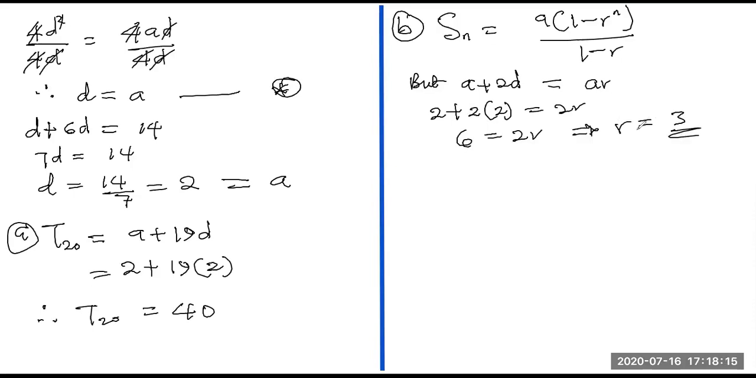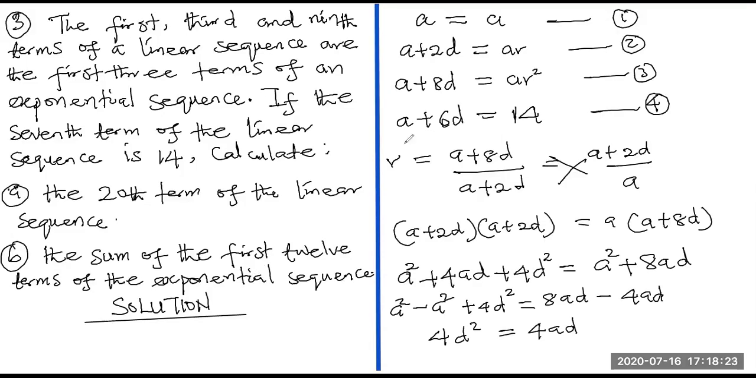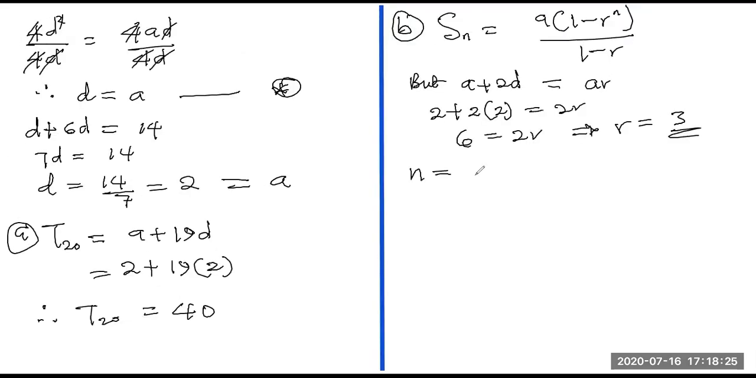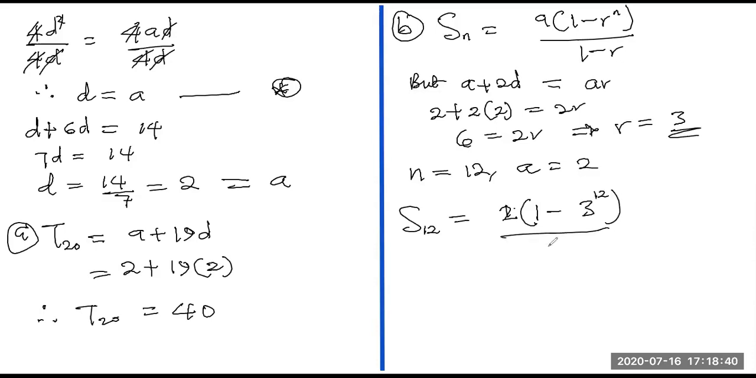So now I have my R, I have my A. What is my N? They ask me to find the sum of the first 12 terms. So N is equal to 12, while my A is equal to 2. So when we substitute, sum 12 is equal to 2 into 1 minus the common ratio 3 raised to power 12, over 1 minus 3. And that will give us 2 into 1 minus 3 raised to power 12 over minus 2.